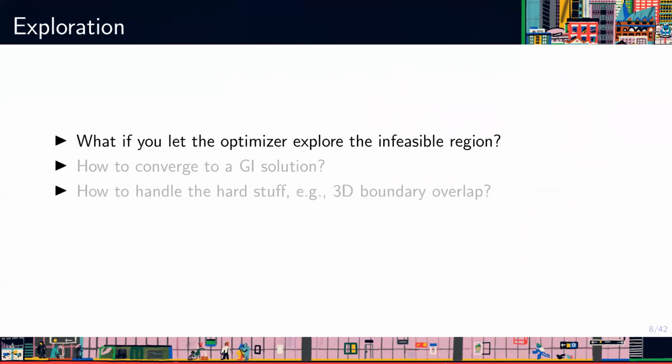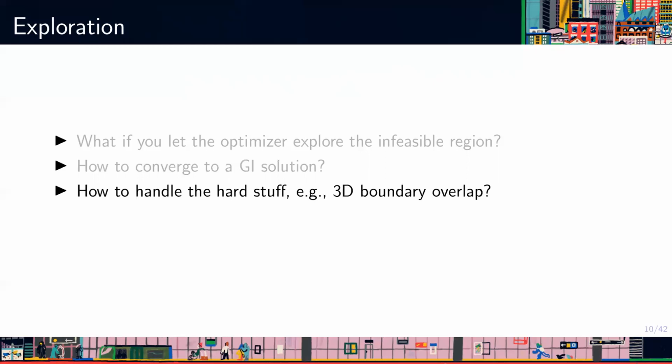The disparity between optimizers, fixers, and global injectivity has led us to the following questions. What if the optimizer was allowed to explore the infeasible region? The idea being that we could potentially bypass the complexities and the cost of line search. But of course, if the optimization step isn't restricted to a feasible state, how do we make it converge to a globally injective solution? And most importantly, how do we efficiently and reliably handle the hard stuff like 3D boundary overlap?